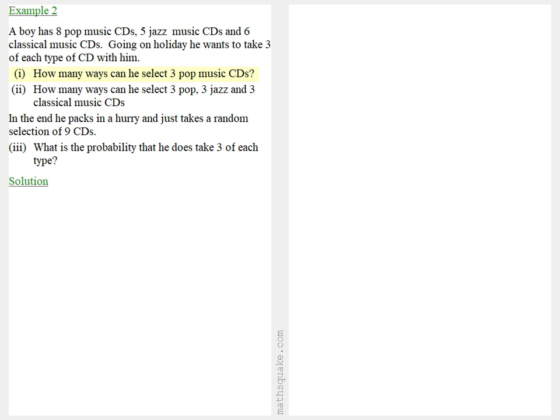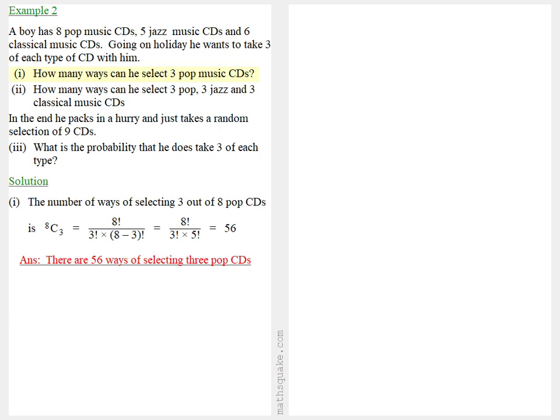Well, to solve this, the number of ways of selecting 3 out of 8 pop CDs is 8C3, which is equal to 8 factorial over 3 factorial times 8 minus 3 factorial, or 8 factorial over 3 factorial times 5 factorial, which cancels down to 56. Now we could have got that by typing in 8C3 onto the calculator. So there are 56 ways of selecting 3 pop CDs.